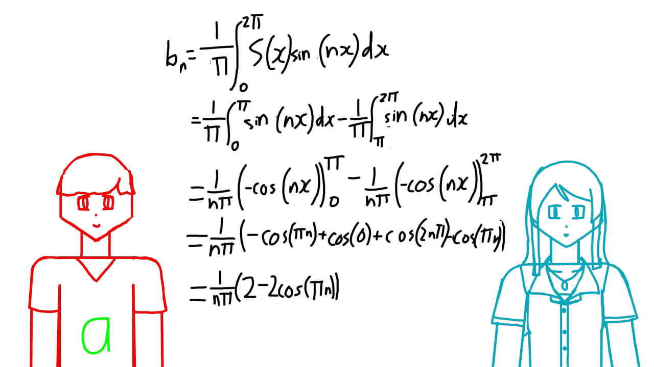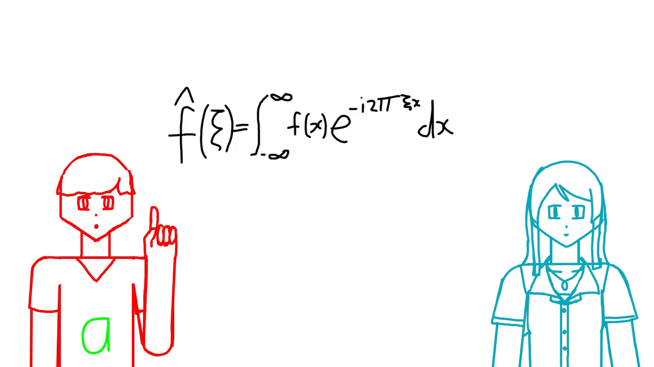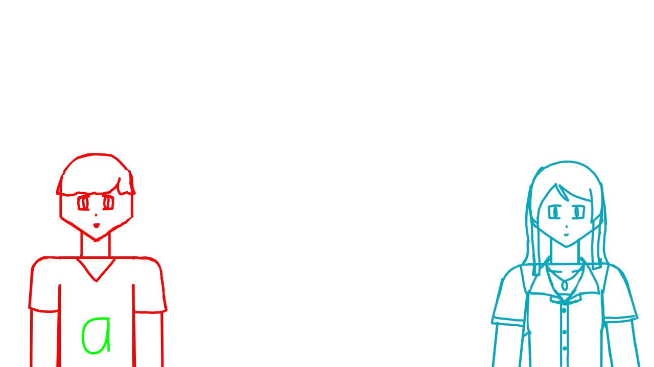Since cos of 0 and cos of 2 pi are both equal to 1, and cos of pi n equals -1 for odd integers and 1 for even integers, you get an oscillating thing. This is 4 over n pi for odd integers and 0 for even integers, exactly the same as the series we found before, just stretched out. Side note, if I used the entire number line, then the formula changes to the one we saw in the beginning.